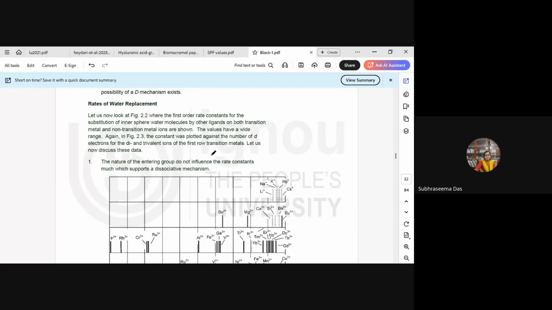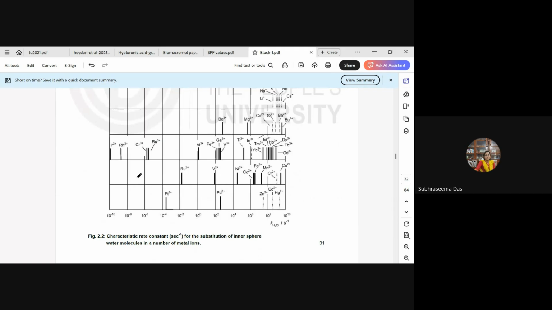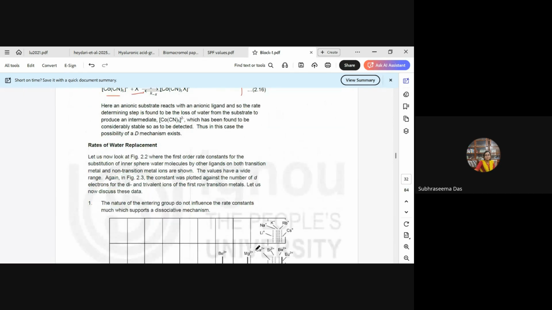So the rates of water replacement. This is figure 2.2. It shows characteristic rate constants, in terms of second inverse, for the substitution of inner sphere water molecules in a number of metal ions. In figure 2.2, the first order rate constants for the substitution of inner sphere water molecules by other ligands on both transition metals and non-transition metals have been shown.